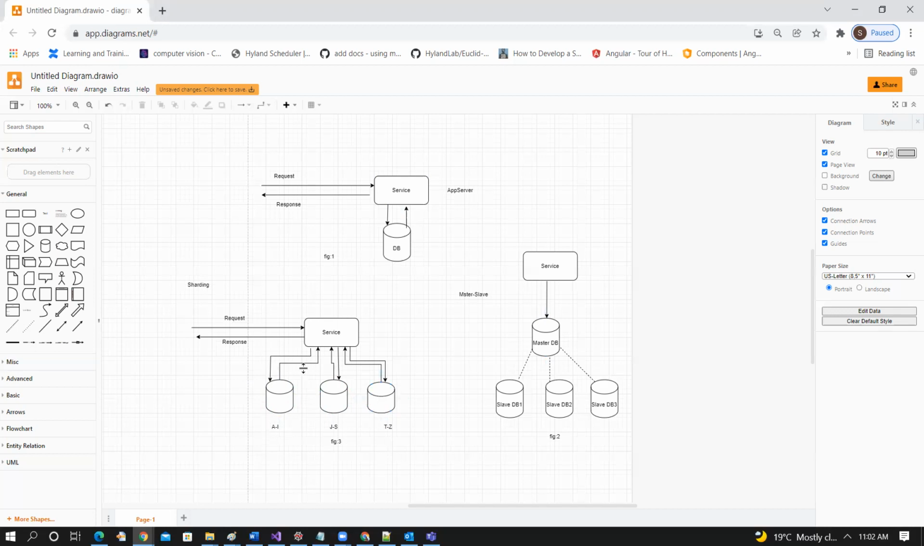So the question is, whatever data you have, you have split it into 3 instances here in figure number 3. So now it is divided into 3 segments. Whenever you divide into 3 segments and you want to find out in which segment the data lies, you need something, and that is going to be a key, and that is called the sharding key. Now, what does it mean, A-I, J-S, T-Z?